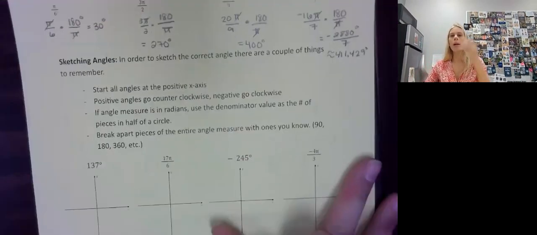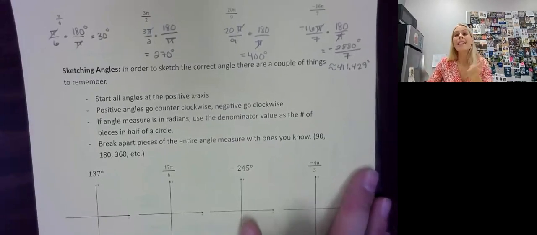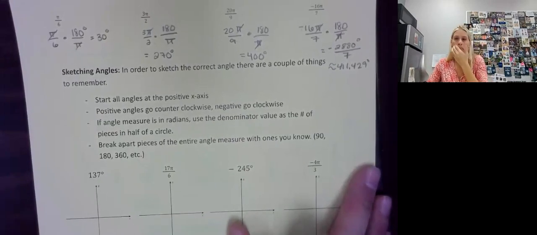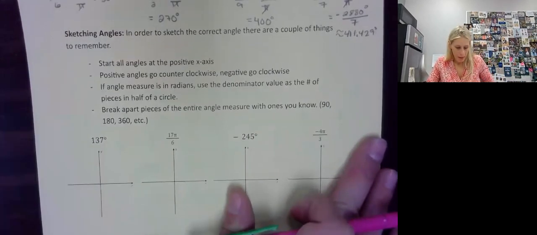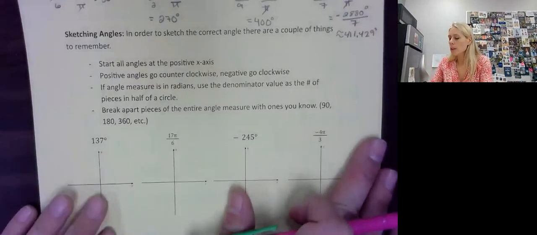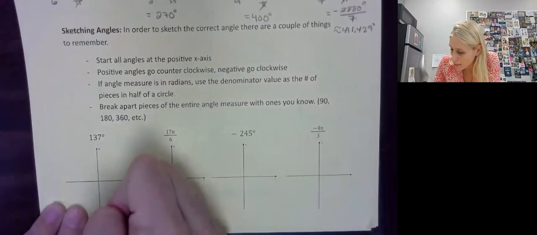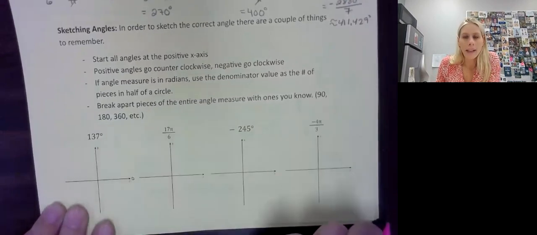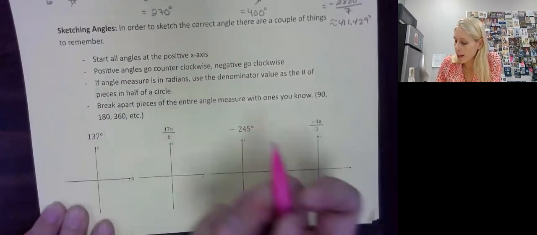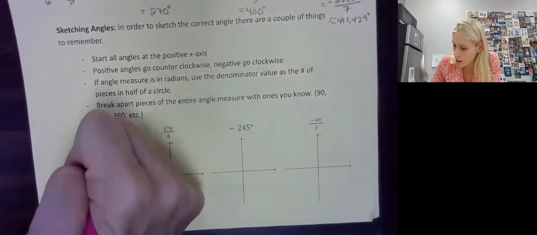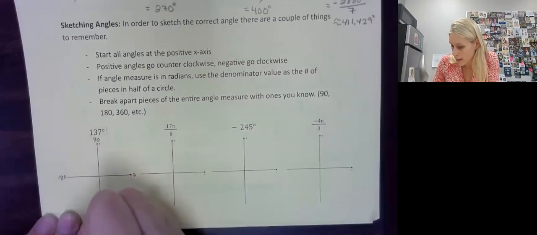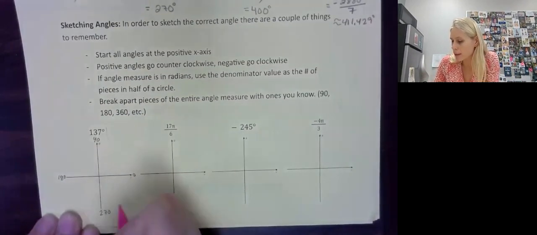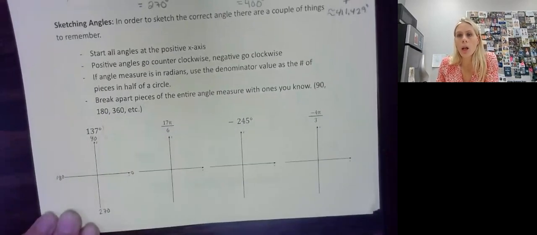All right, now let's talk about sketching these angles. Yes, it's nice to have your unit circle and to find them, but not all of our stuff is on the unit circle. So what we're going to do is you always start at zero. Sometimes I like labeling my axis according to my degree or my pi. So this would be zero, 90 degrees, 180, and 270. And as you can see, we go counterclockwise when we do our positive degrees.